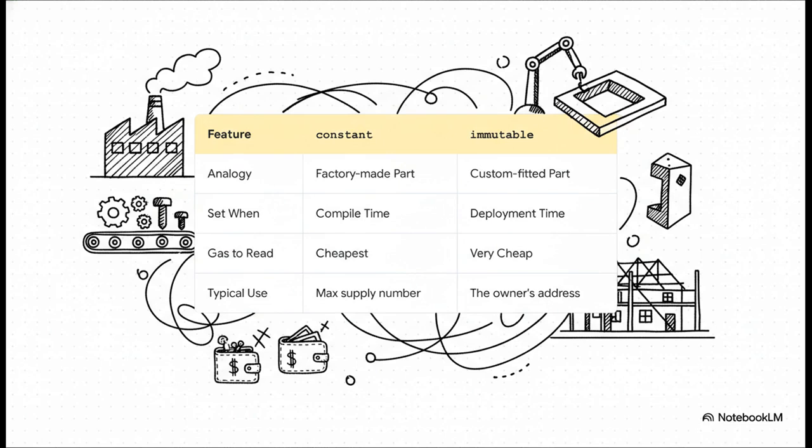A constant is like a part that's made in a factory. Its value is locked in before you even start building. An immutable variable, on the other hand, is like a custom-fitted part. Its value is set just one time, right when the house is being built. So what's the key takeaway here? Both are incredibly cheap to read from because they don't use that super expensive storage space.